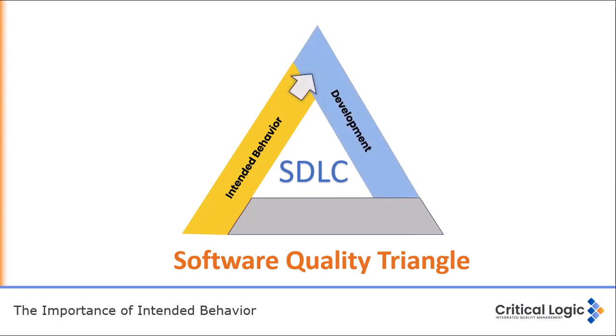Next, we add development as the second leg. That's all the design, coding, and delivery of the software. We complete the triangle with verification. Here we mean the testing and analysis needed to ensure the delivered system in fact meets the business requirements as communicated by the intended behavior. I will refer to the triangle throughout the video.